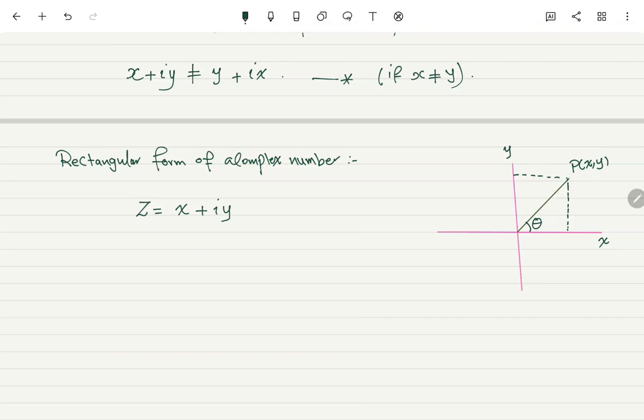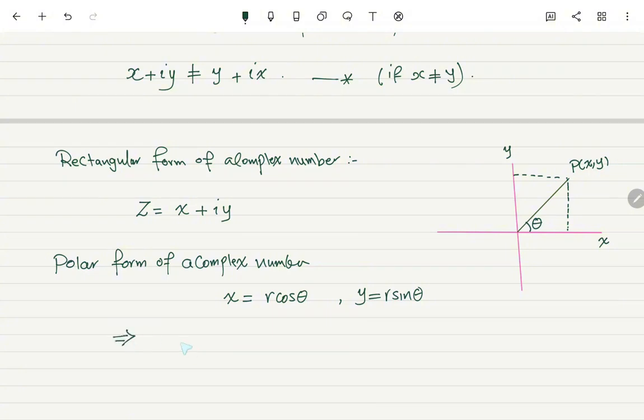Now the polar form of a complex number: the intercept with the x-axis, so x in this case equal to r cosine theta, and y in this case here equal to r sine theta. Therefore z equal to r times cosine theta plus i sine theta.